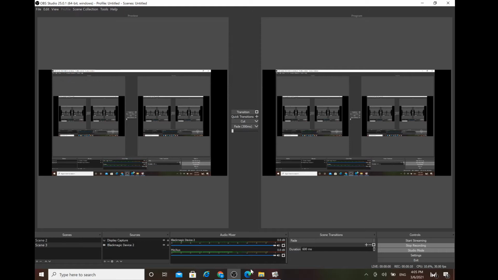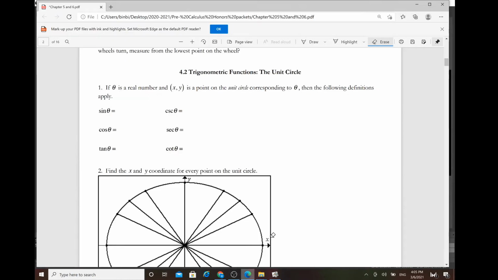Today I would like to talk about section 4.2, which is the same as 5.2 and 6.2 from the pre-calc textbook by James Stewart. The reason I'm using 4.2 is because it's the same kind of material coming from the different textbooks. So: trigonometric functions, the unit circle.